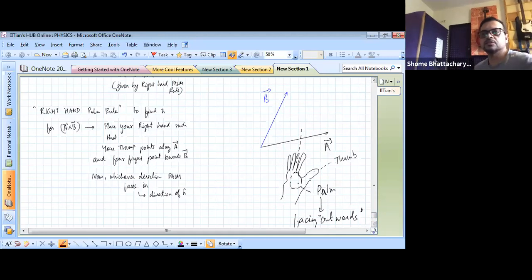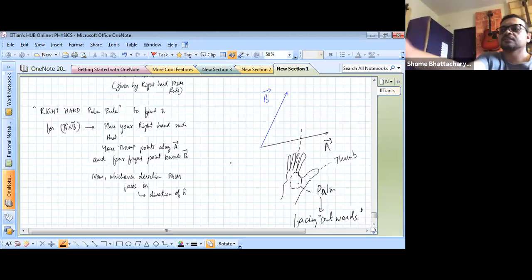Have you understood it, Anshu? You place your right hand like this on the screen, then your palm is facing towards you. If you place the wrong hand, you will get the opposite direction. You will get the left-handed rule. We don't follow the left-handed rule. We follow the right-handed rule for the direction of n cap. You understood this now? Okay.